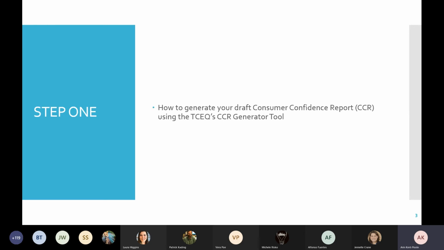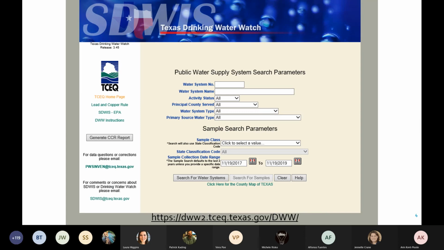So step one, using the generator tool to create your report. To start, visit the Texas Drinking Water Watch website. Then click on the button that says Generate CCR Report on the left side of the screen. This will open a new tab.